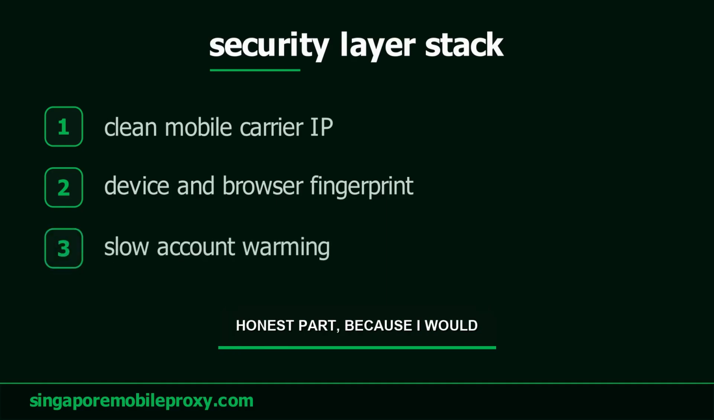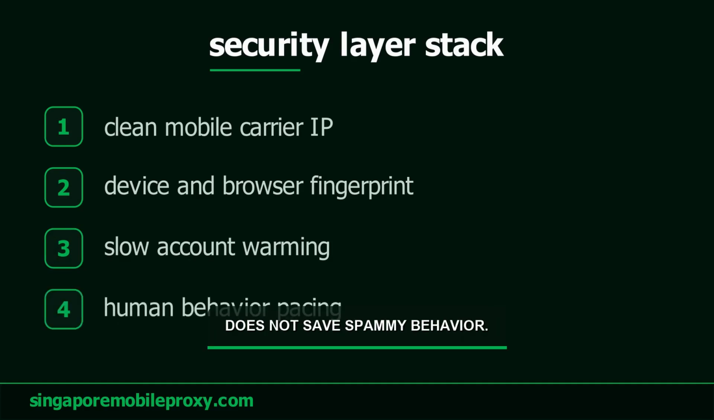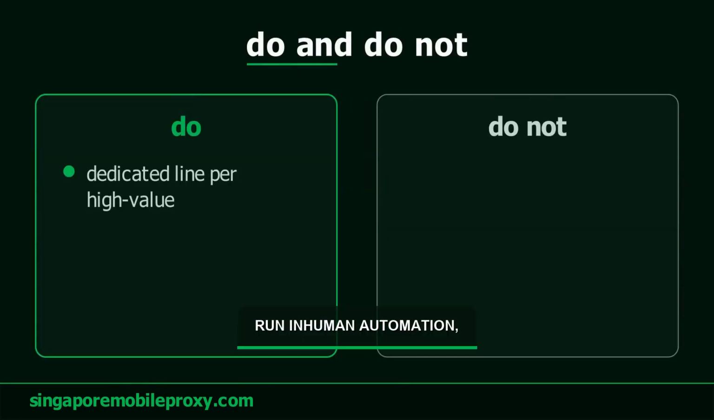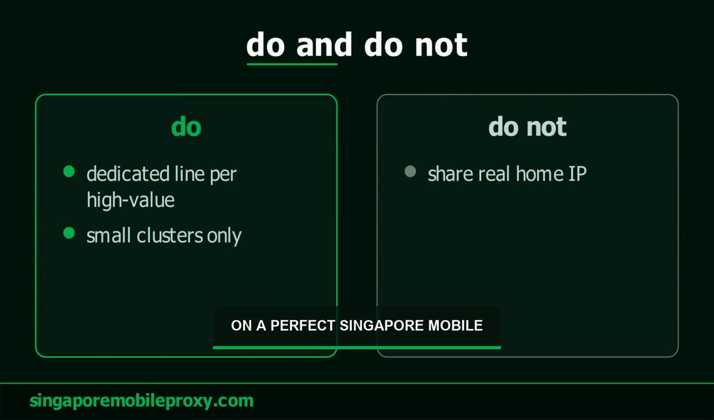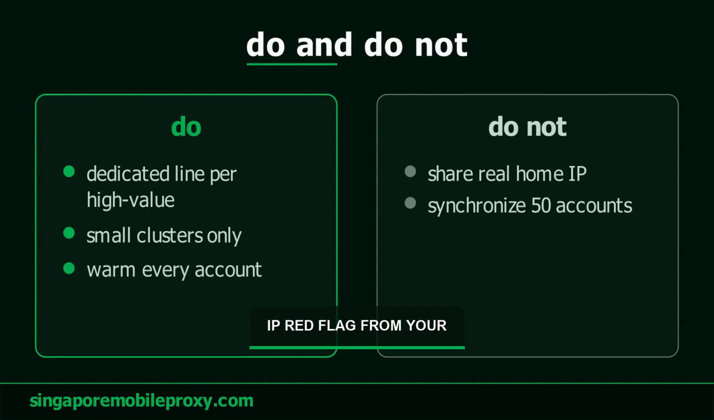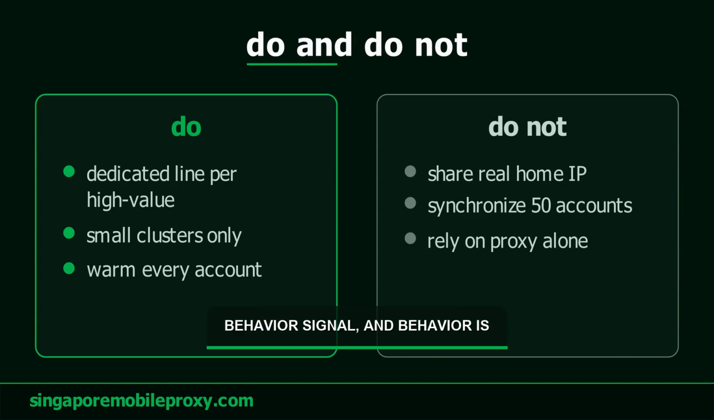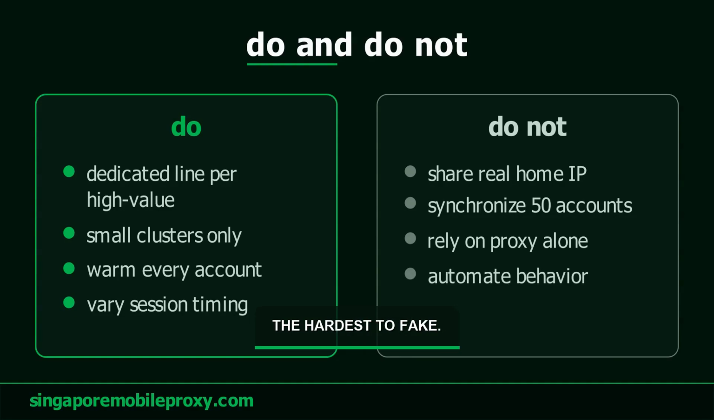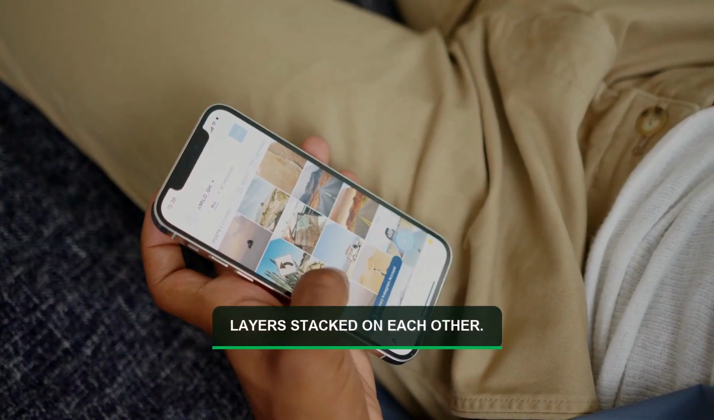Now the honest part, because I would rather you trust me than buy from me. A proxy does not save spammy behavior. If you blast direct messages to strangers, mass follow and unfollow all day, run inhuman automation, or post garbage at machine speed, you will get banned on a perfect Singapore mobile IP. The reason is simple. The proxy fixes the network signal only and removes the IP red flag from your setup. It does not touch the behavior signal, and behavior is the one layer Instagram trusts the most because it is the hardest to fake.